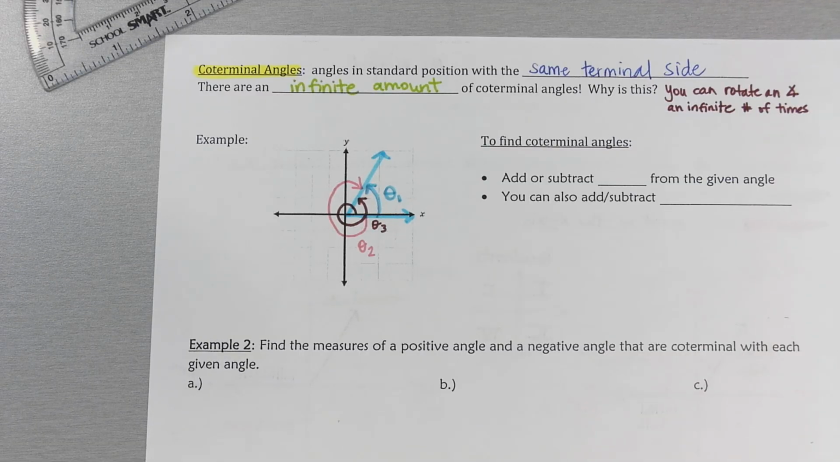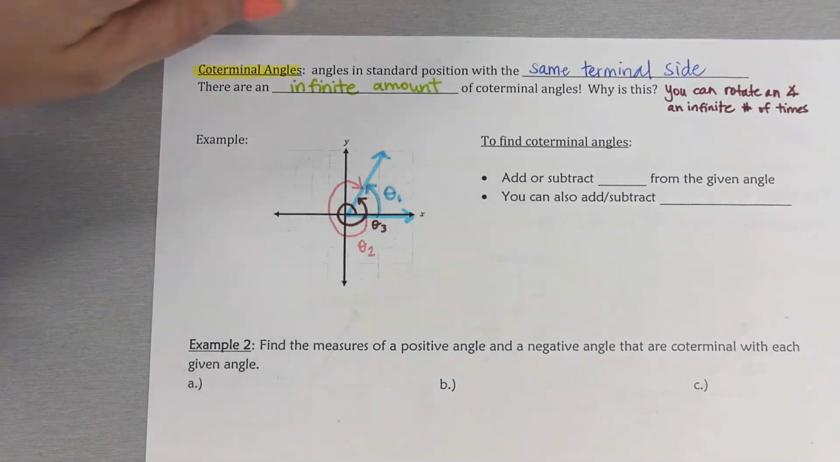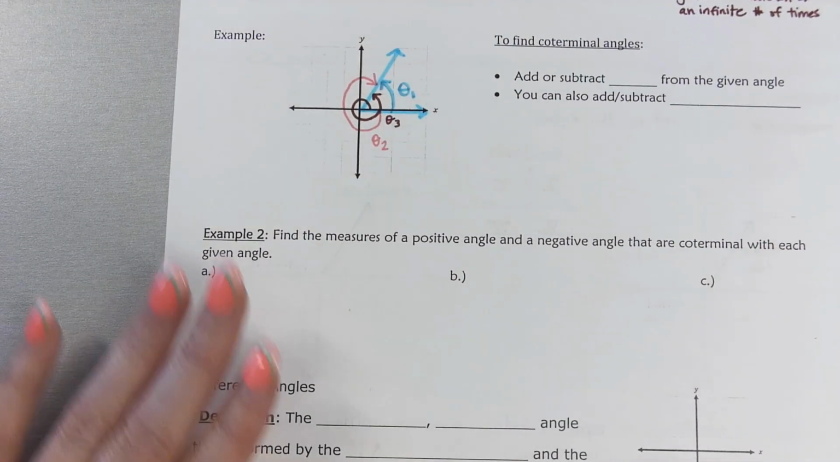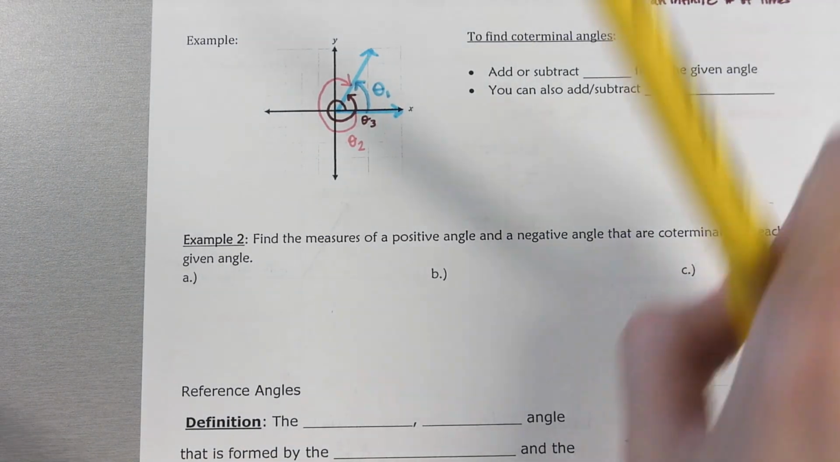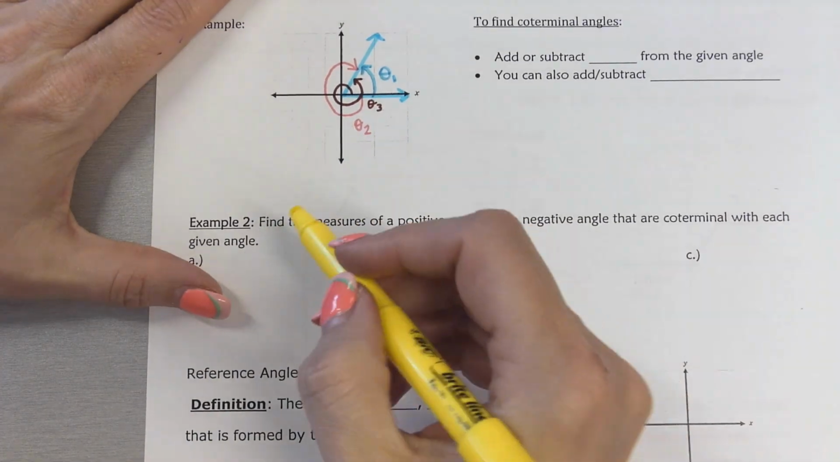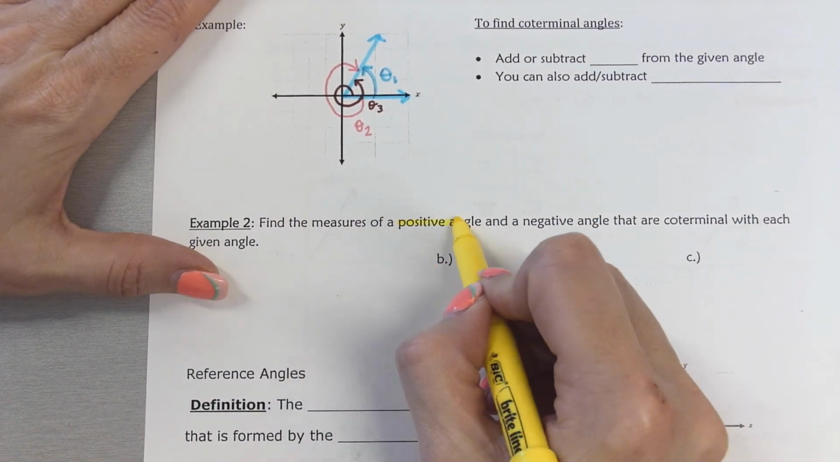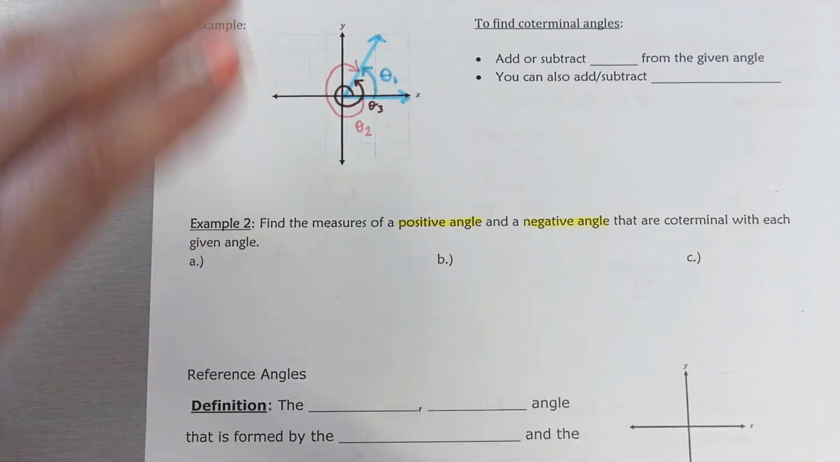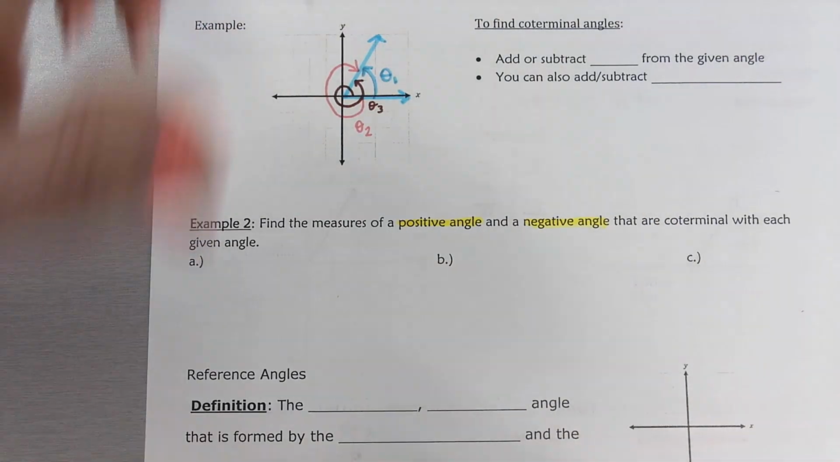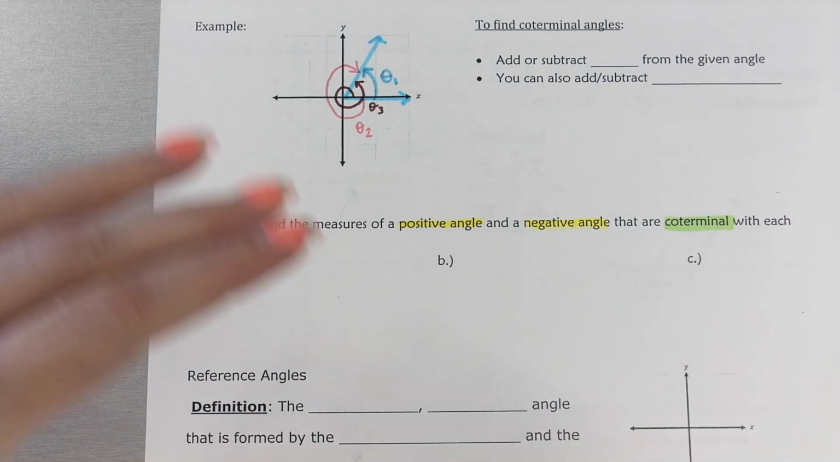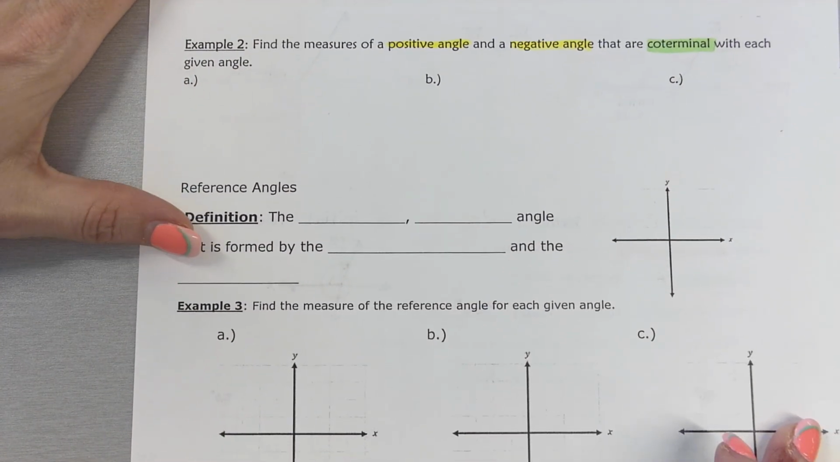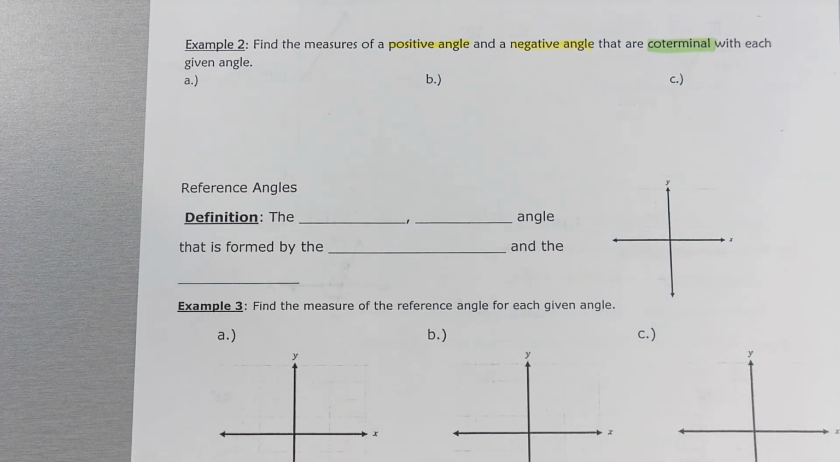Alright, so in order to find coterminal angles, I'm going to tell you what the equation is, but I want us to investigate that first before we write it down. So we're going to do example 2 part A, and then we're going to come back and fill this in. So when you're finding coterminal angles, in this case, we're going to find the measure of a positive angle and a negative angle that are both coterminal. Okay? So I want you to understand where our formula is coming from.